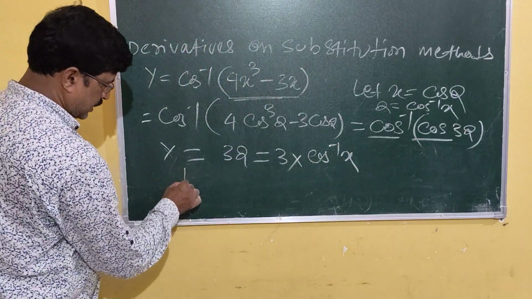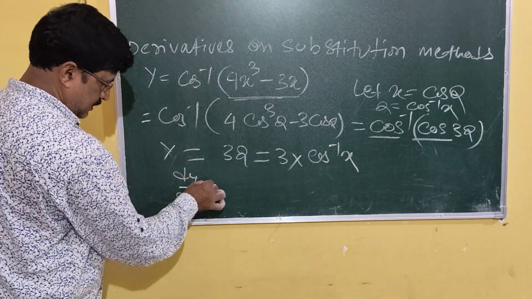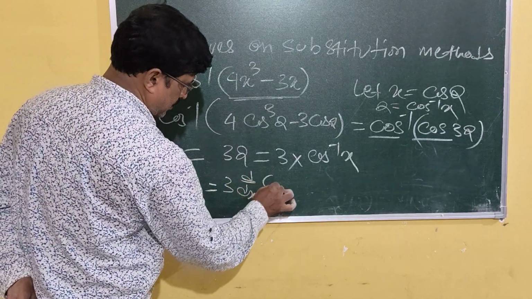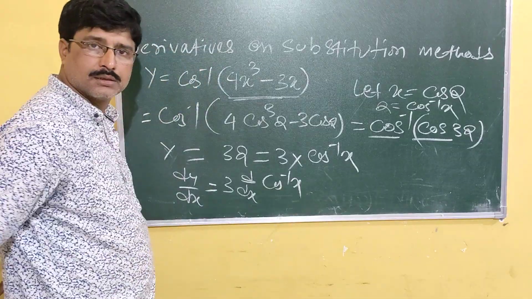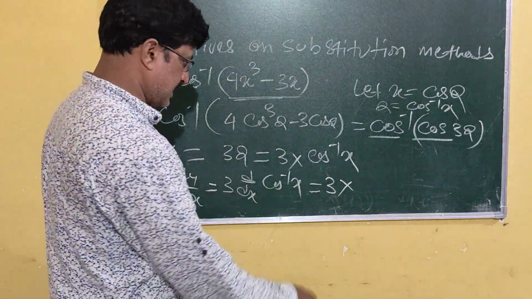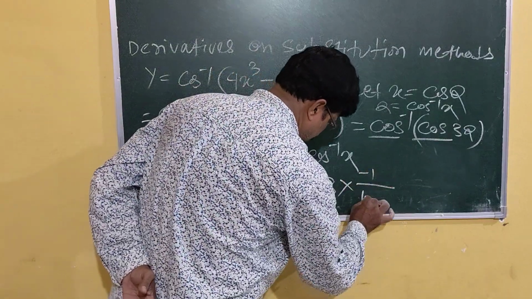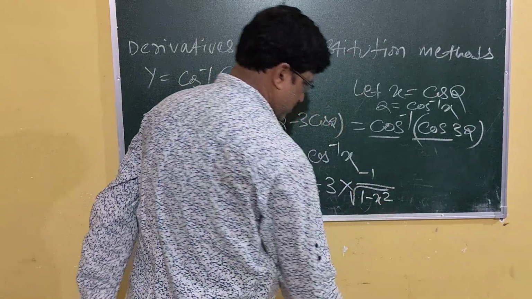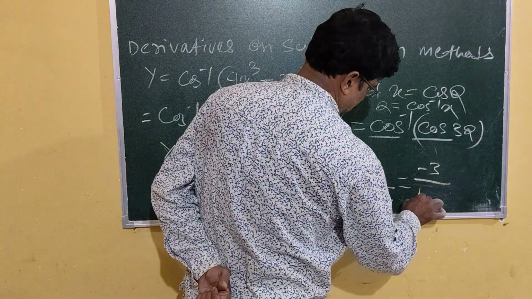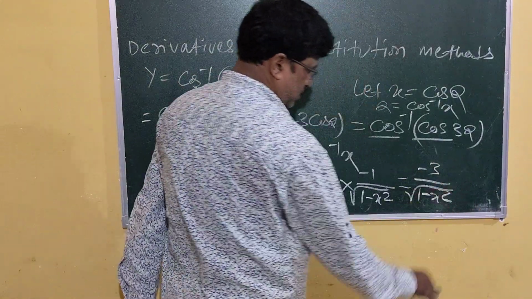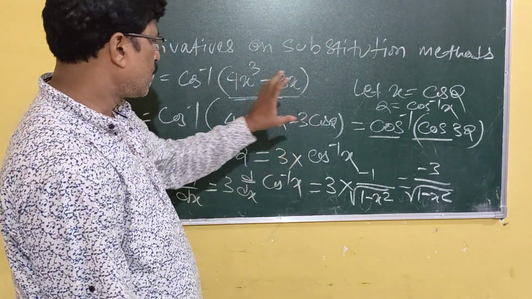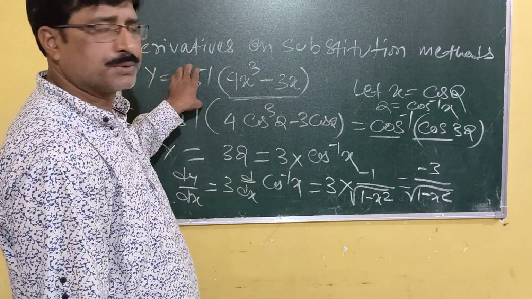So dy by dx, what does it give? 3 d by dx of cos inverse x. It is equal to 3 into the derivative of cos inverse x, that is minus 1 by square root of 1 minus x square. It gives minus 3 by square root of 1 minus x square. This is the process of substitution. You can solve this one also by composite function.